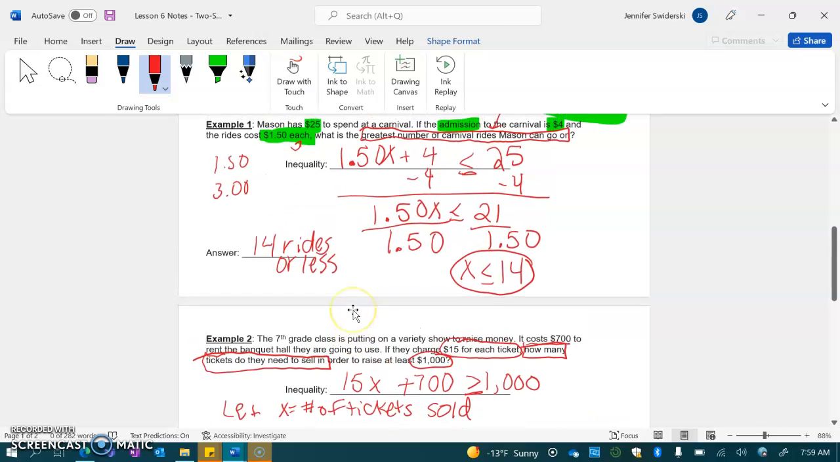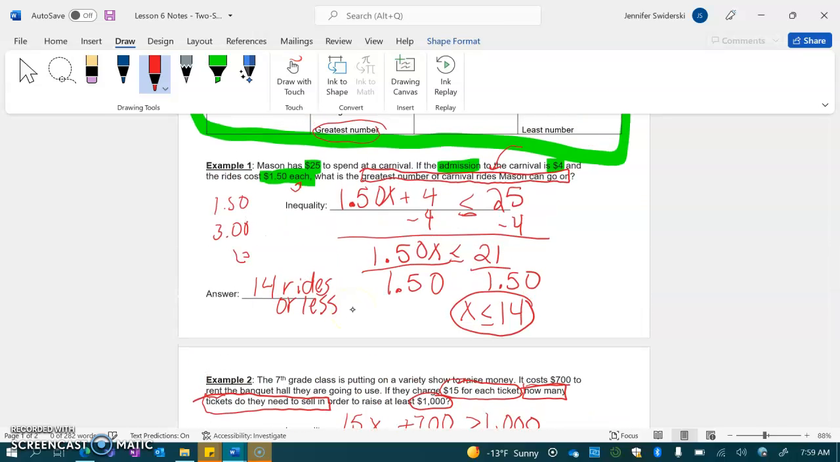All right, we're up above here. We forgot to write let x equals. X is the number of rides they can go on.